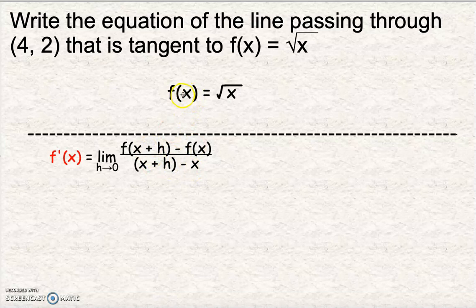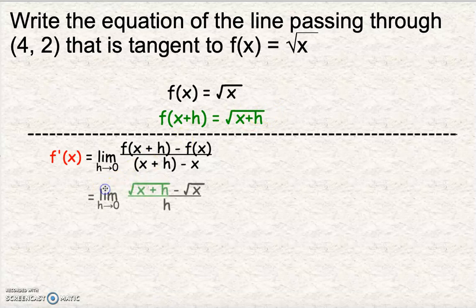I know what f of x is. What's f of x plus h? Well, you just put x plus h in for x, and there's nothing to clean up. That was a lot easier than the last problem. So let's plug and chug. I'm going to put x plus h in here for my first y value, square root of x for my second y value. Of course, remember, these x's right here cancel out. We just have h in the bottom.